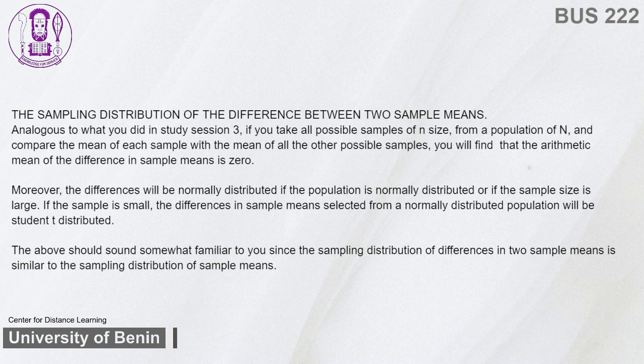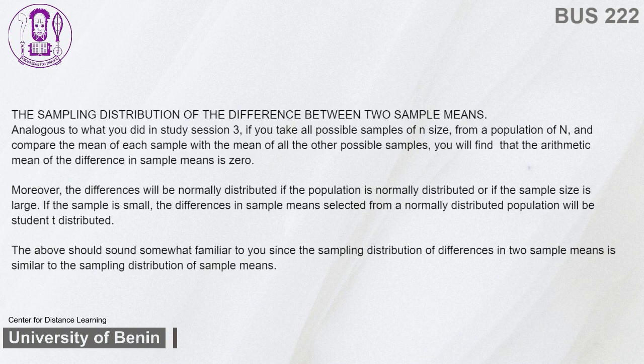Analogous to what you did in Study Session 3, if you take all possible samples of size n from a population of size N, and compare the mean of each sample with the mean of all the other possible samples, you will find that the arithmetic mean of the difference in sample means is 0. Moreover, the differences will be normally distributed if the population is normally distributed or if the sample size is large.